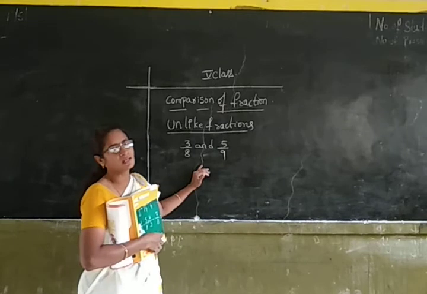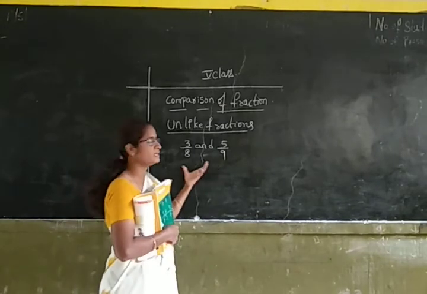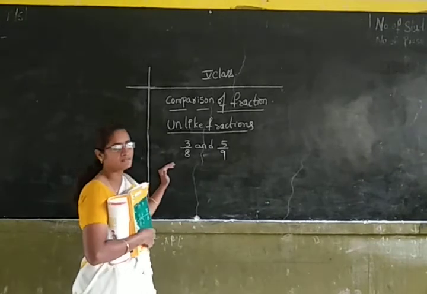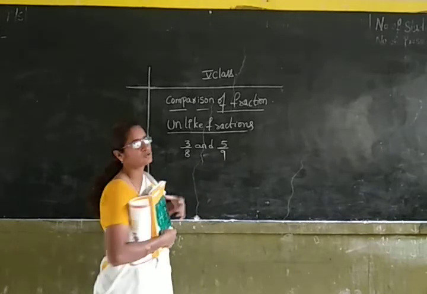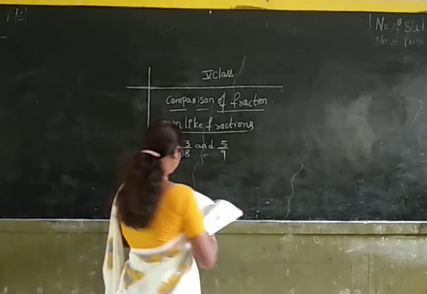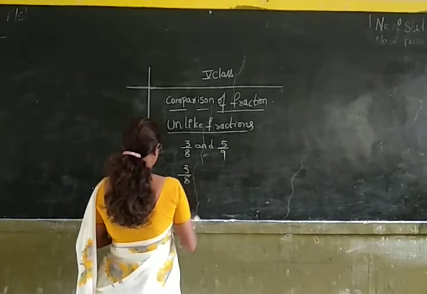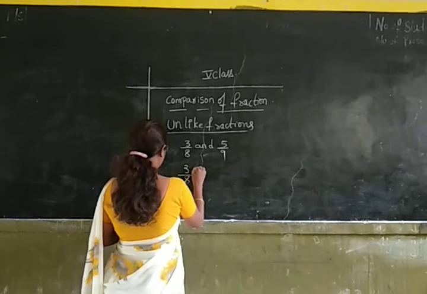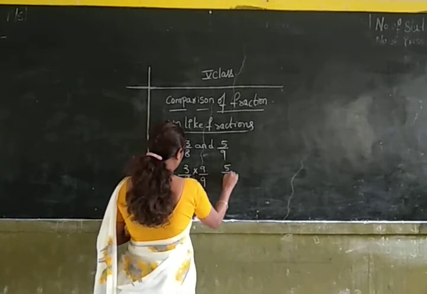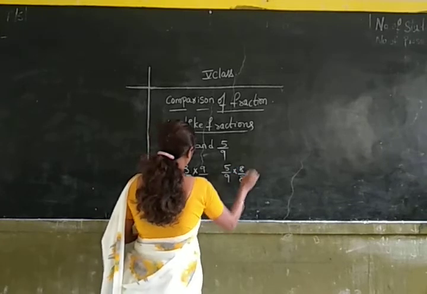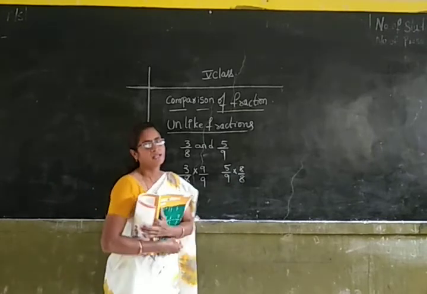For comparing the unlike fractions, we have to make them into like fractions by making the denominators same, and then we have to compare the fractions. For making the denominators same, let us multiply 3 by 8 with 9 by 9 and 5 by 9 with 8 by 8.